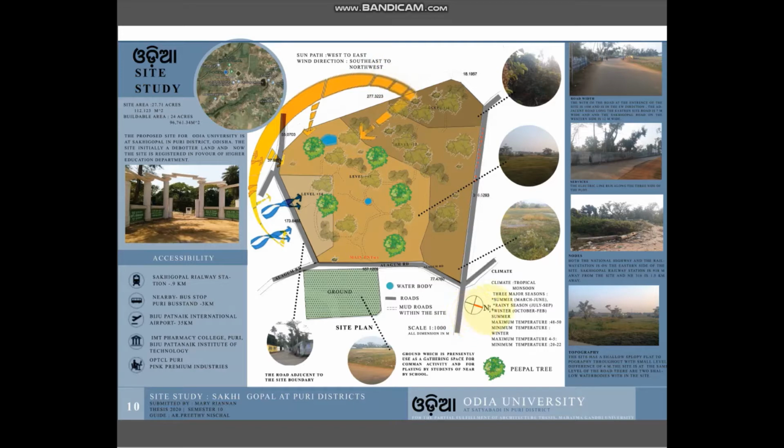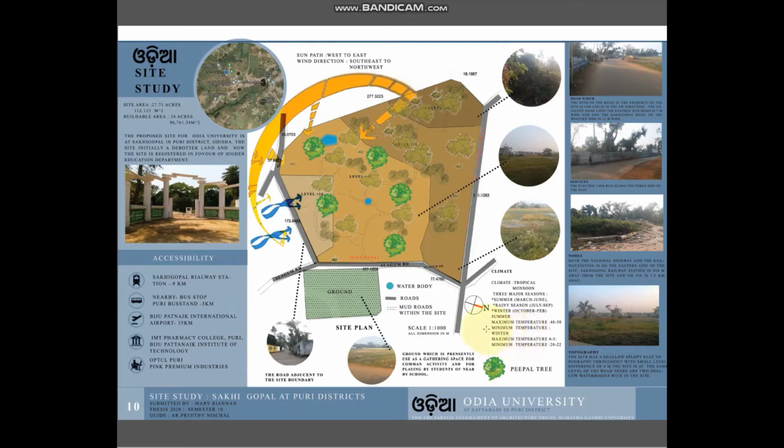The climate. There are 3 main climates that are summer, winter, and monsoon. The summer season comes around from March to June, monsoon from July to September, winter from October to February. The maximum temperature came up to 40 to 50 degrees Celsius, and the maximum temperature in winter came up to 20 to 22 degrees Celsius.